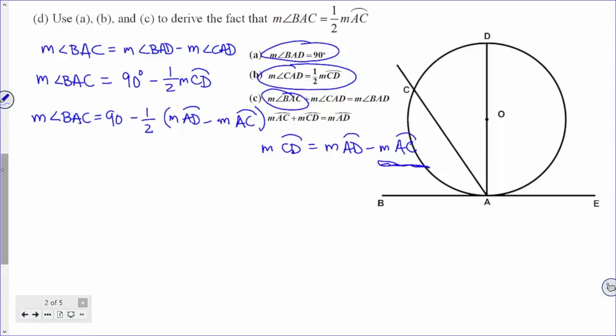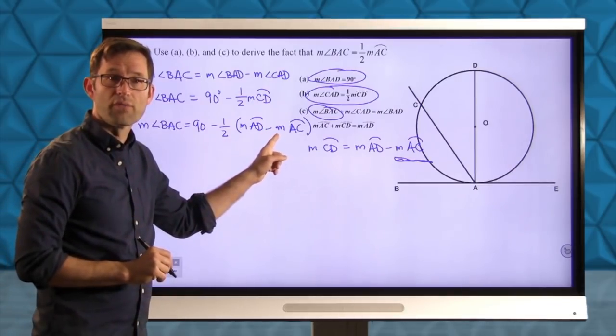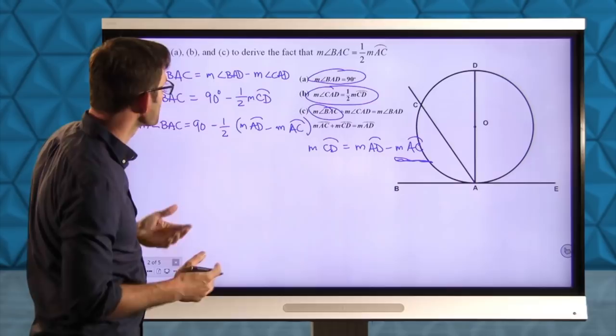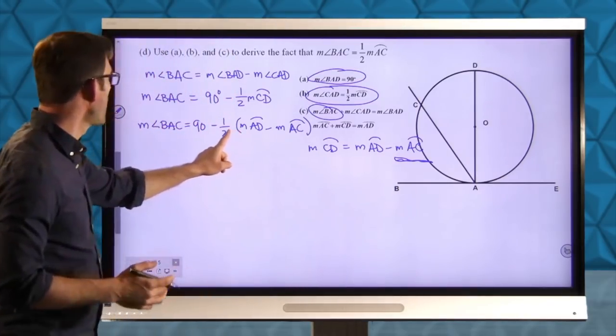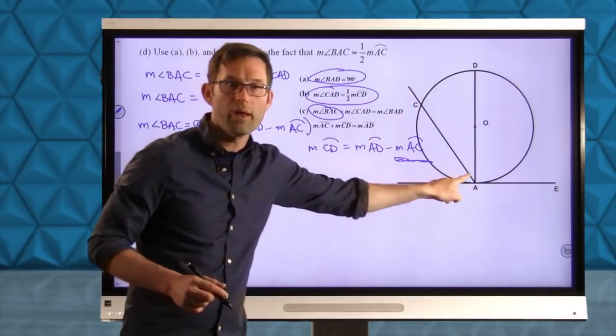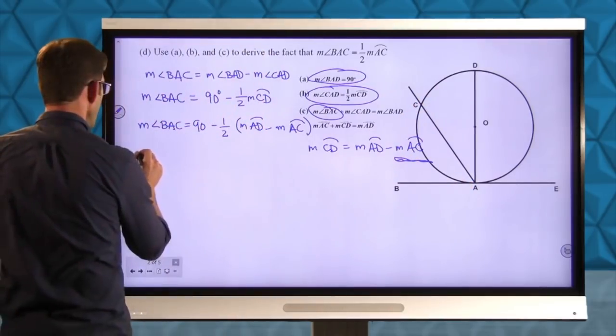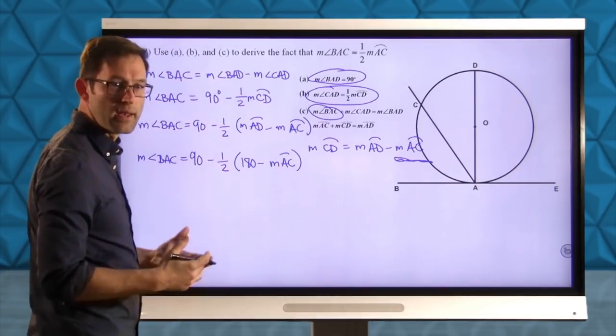Let's try that again. Wow, well, I'm getting closer. Remember, I want BAC to be 1/2 the measure of arc AC, so I've almost got there, right? Okay, but what else can I do? Well, I know that the measure of arc AD, all the way up here, is 180 degrees. So the measure of angle BAC is 90 minus 1/2 of 180 minus the measure of arc AC. And I essentially have it now. All right, and here's why.